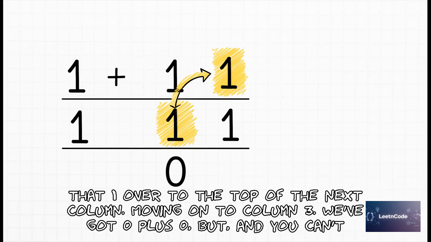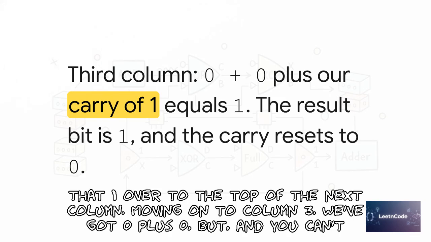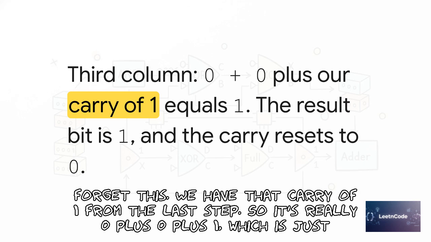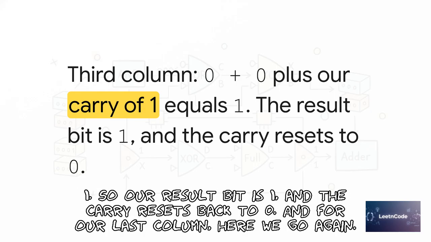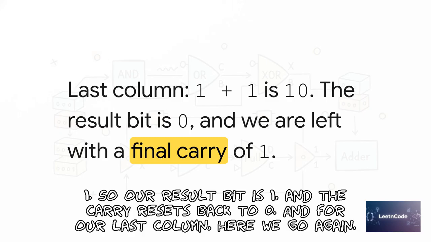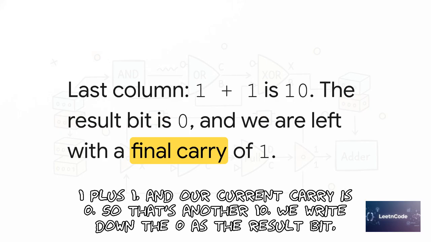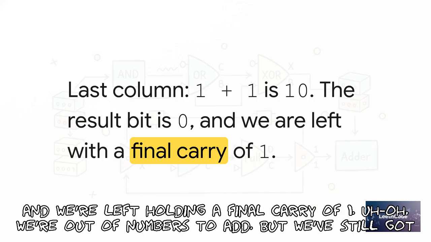Moving on to column 3, we've got 0 plus 0, and you can't forget this, we have that carry of 1 from the last step. So it's really 0 plus 1, which is just 1. So our result bit is 1, and the carry resets back to 0. And for our last column, here we go again. 1 plus 1, and our current carry is 0. So that's another 10. We write down the 0 as the result bit, and we're left holding a final carry of 1.